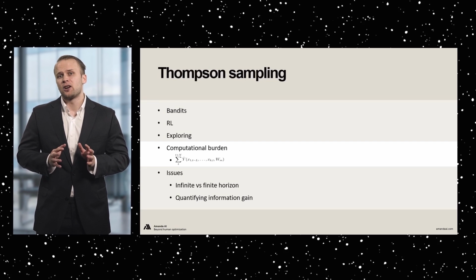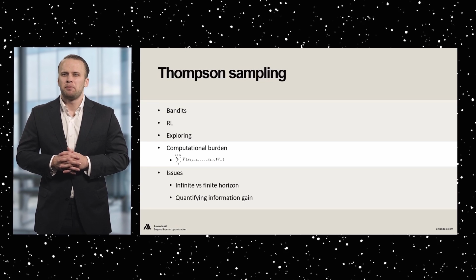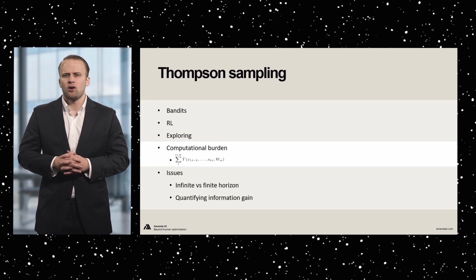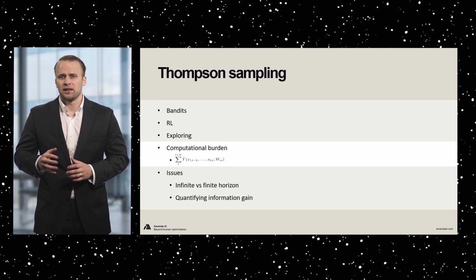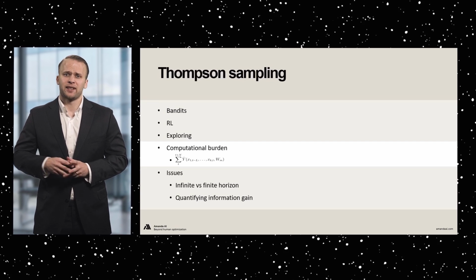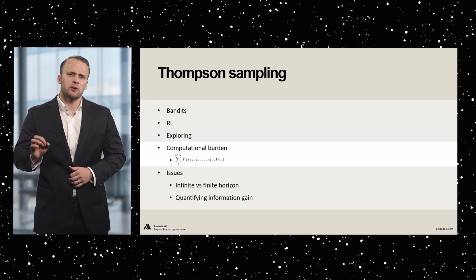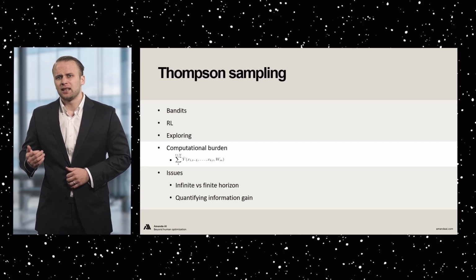However, there are drawbacks to this approach. In the bandit literature, the emphasis often lies on infinite horizons, where Thompson sampling offers some great regret guarantees. However, in our case, with a finite horizon, this may not be optimal.